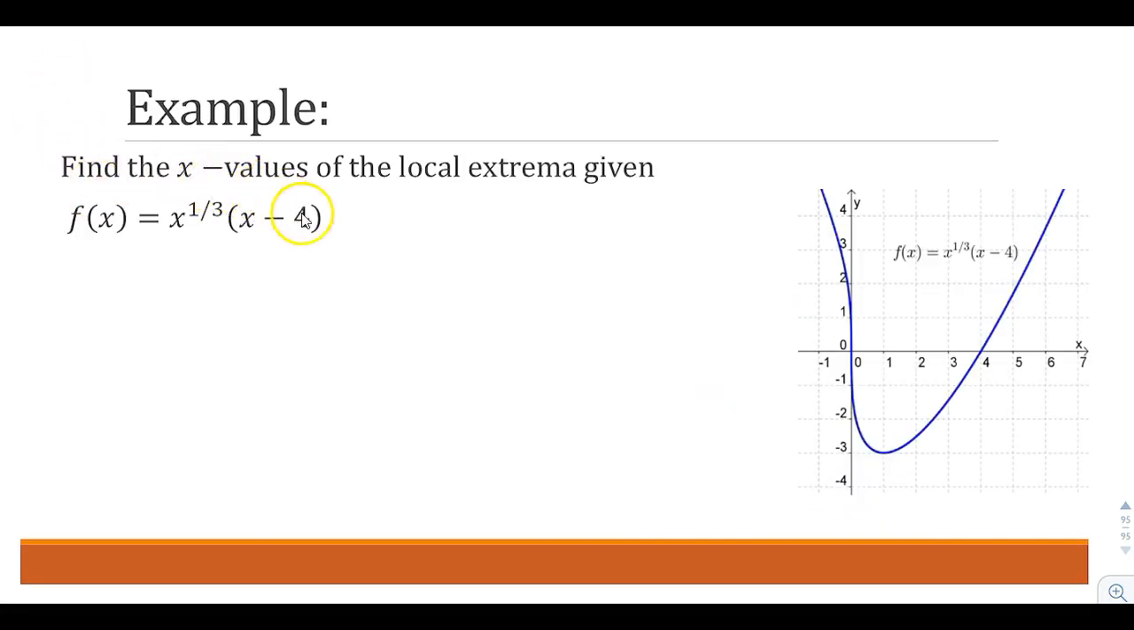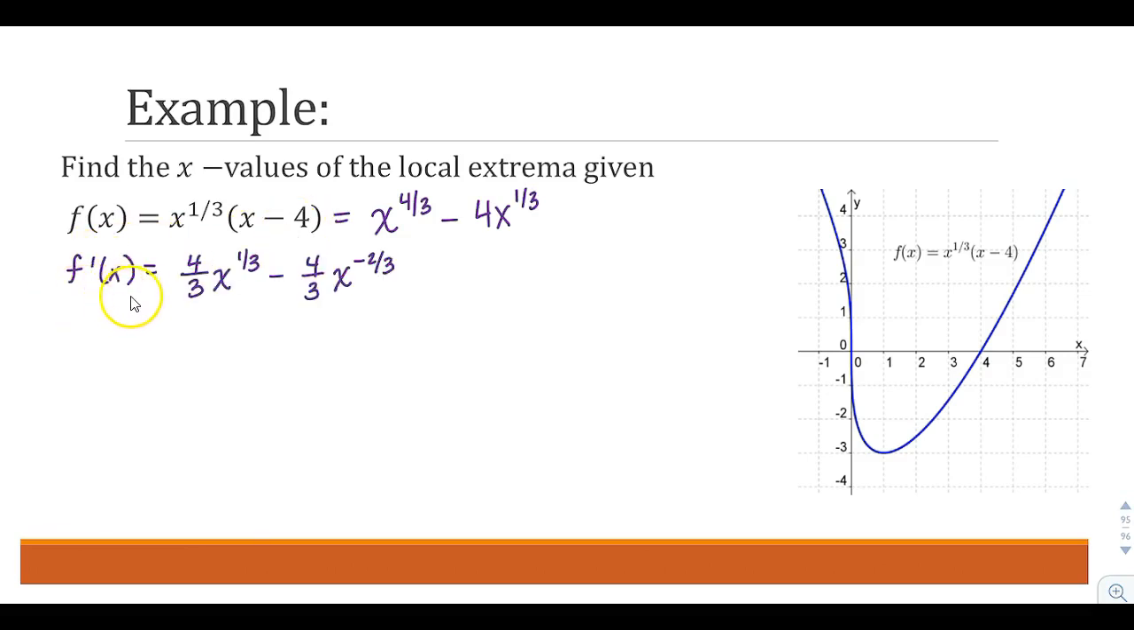Here we're going to find the x values of the local extrema given f of x equals x to the 1/3 times the quantity x minus 4. Now we're going to go ahead and ignore the graph here. We need to find the derivative, and to avoid the product rule, we can distribute in the x to the 1/3, which will leave us with x to the 4/3 minus 4x to the 1/3. So that now we can apply the power rule and obtain f prime of x is 4/3 x to the 1/3 minus 4/3 x to the negative 2/3. And to set this equal to 0, we're going to simplify it first.